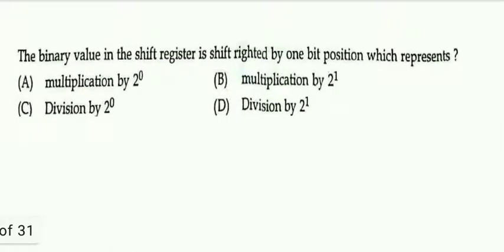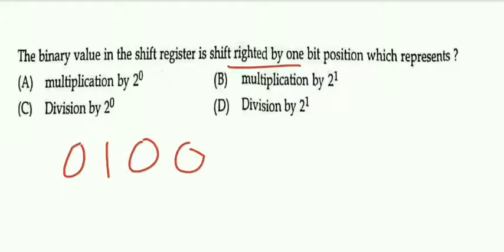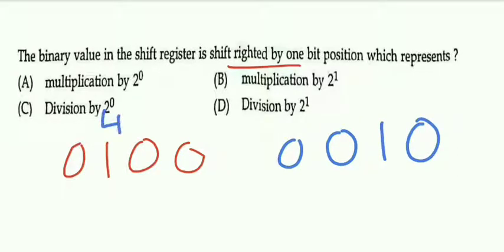The binary value in the shift register is shifted by 1 bit position right represents what? So you must remember that, let us take one number first, then we can understand easily. This is the number, a 4-bit shift register. As per the problem, if I shift this number right side by 1 bit, what we get is 0, 0, 1, 0. Clear? So here it is 4, here it is 2. So whenever you shift anything right side by 1, that number is divided by 2. This is very, very important.